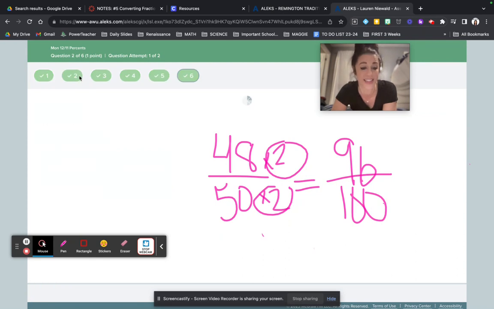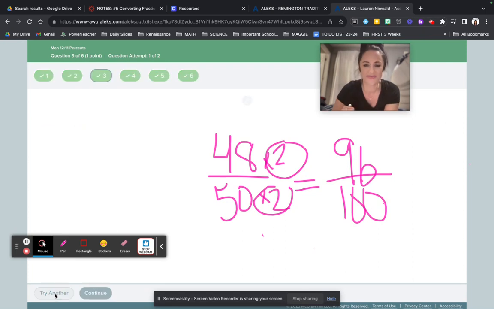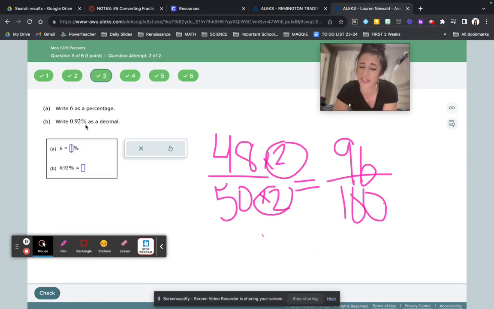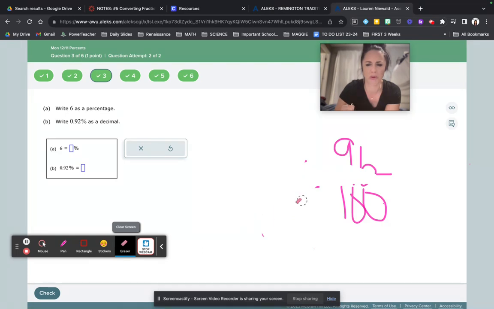I want to go back to this one though. What was it? It was this one. All right, I want to try another one, because I'm sure that these are definitely more complicated for you to figure out than the rest of them. So let's go ahead and give you guys some more practice with that. All right, so here we go. The first one says write 6 as a percentage. Okay, that one seems a little bit easier than last time, but okay.